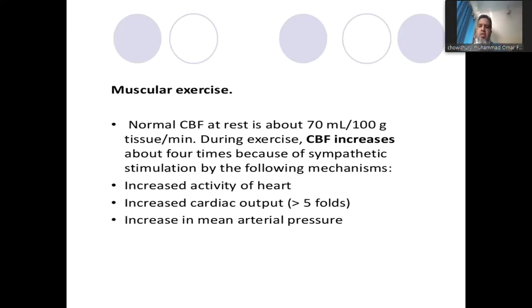Muscular exercise. Normal coronary blood flow at rest is about 70 ml per 100 gram tissue per minute. During exercise, coronary blood flow increases about 4 times because of sympathetic stimulation by the following mechanisms: increased activity of the heart, increased cardiac output, and increase in mean arterial pressure.